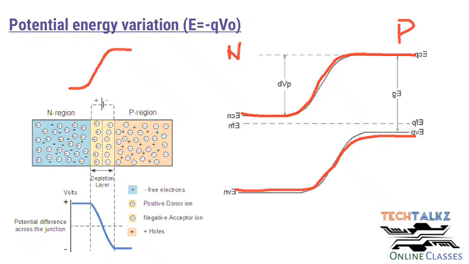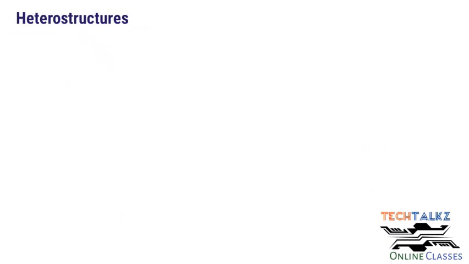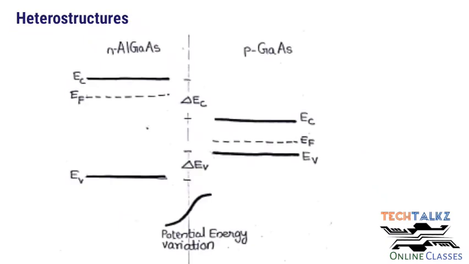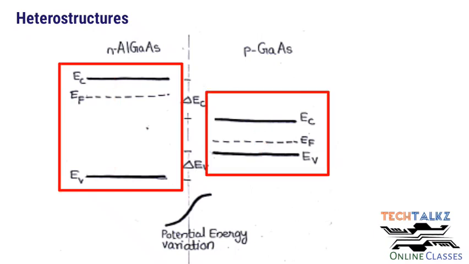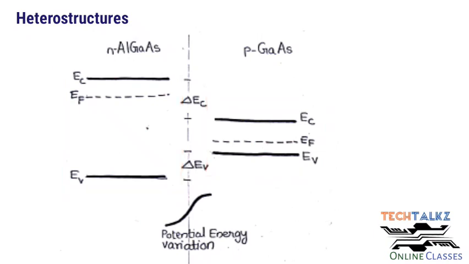Now we can draw the energy band diagram of heterostructures. Let us take an N-type AlGaAs and P-type GaAs, gallium arsenide. We know these are two different semiconductors with different band gaps. AlGaAs is a wide band gap material, and GaAs is a narrow band gap material. So before joining, it will be like this. Due to the band gap difference, there is energy discontinuity at the junction.